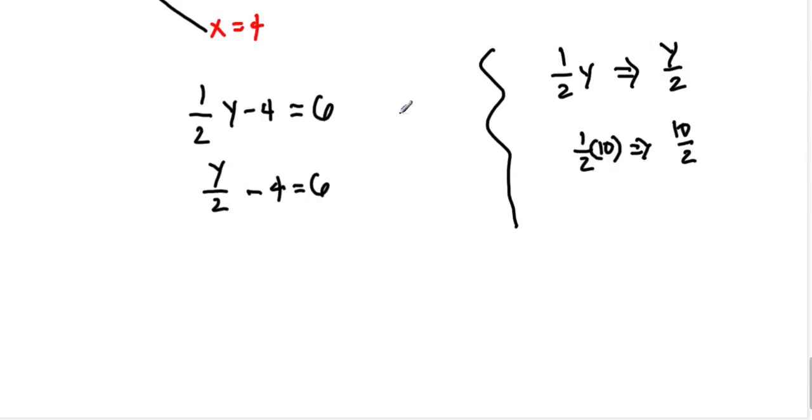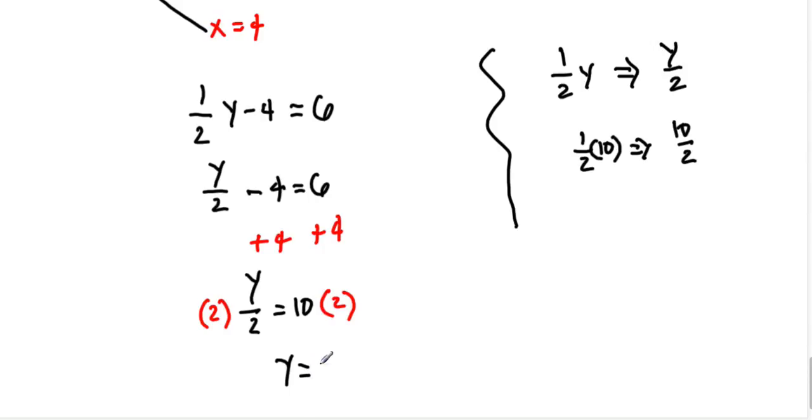So in order to do this, we need to undo negative 4. And in order to undo negative 4, we need to add 4 to both sides. Okay, adding 4 will undo negative 4 on the left side. So we're left with y over 2 is equal to 10. And since it's a division expression, to be able to undo division, we need to multiply both sides by 2. We end up with y is equal to 20. So the value of y is equal to 20.